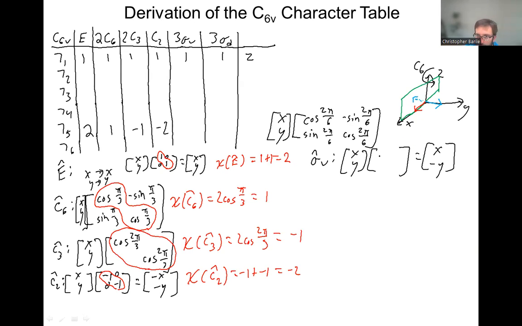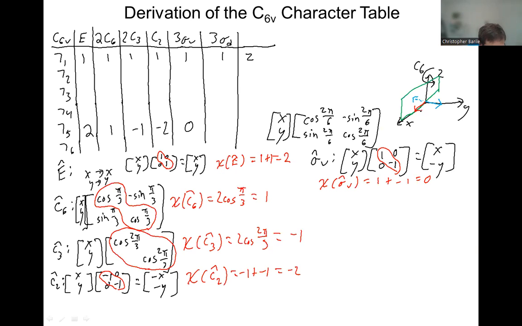And so this ends up being 1, 0, 0, negative 1. And we take the trace of that matrix, the character of that matrix, and we get chi of sigma v equals 1 plus negative 1, which equals 0. And so here we have a 0.